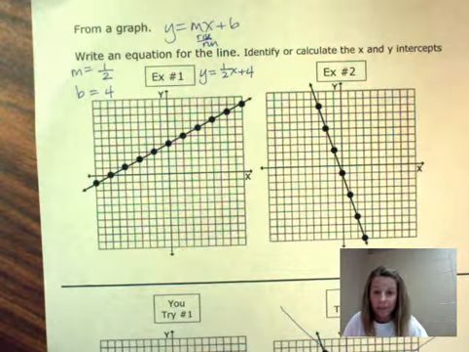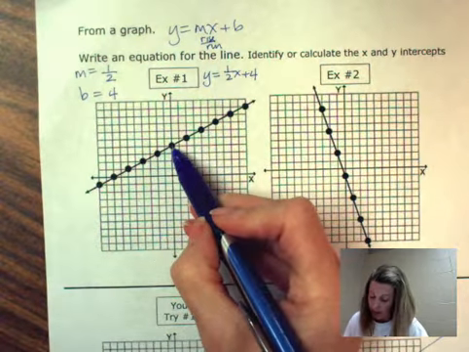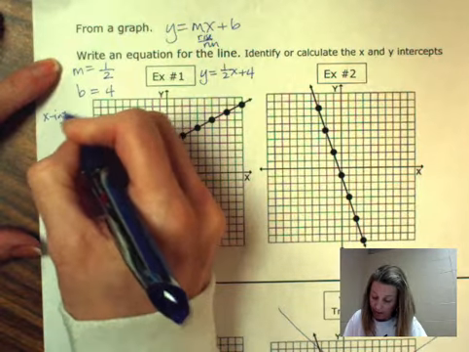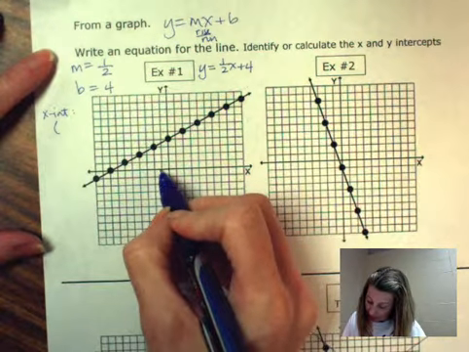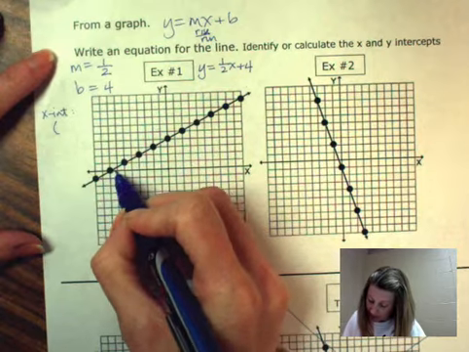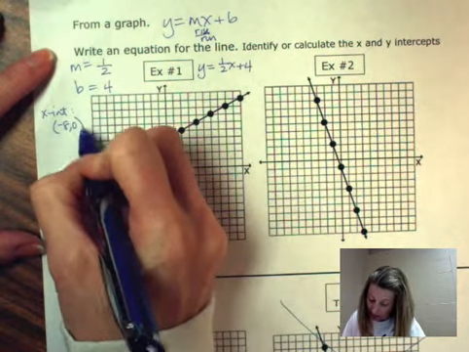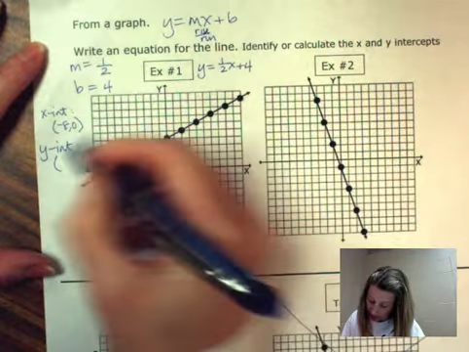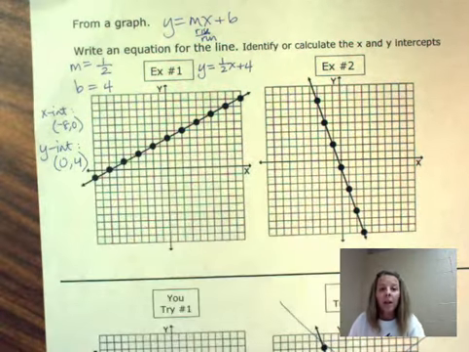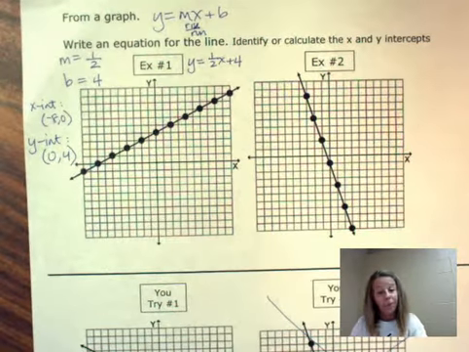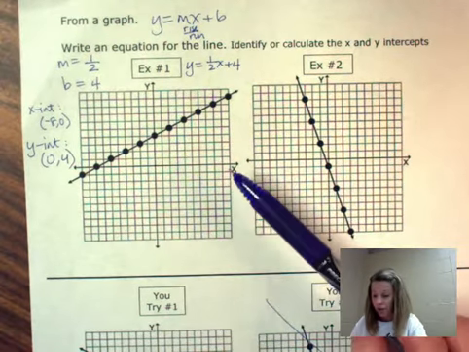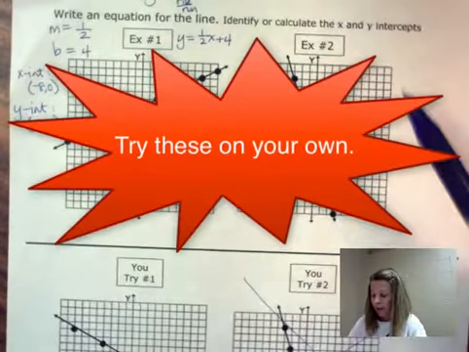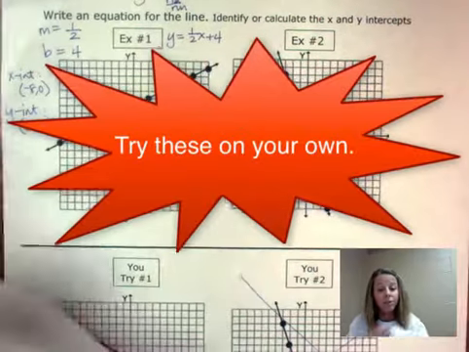Now for my intercepts, my y-intercept is right there, and I can see my x-intercept is right here. So my x-intercept is at negative 1, 2, 3, 4, 5, 6, 7, 8. So negative 8, 0. And my y-intercept is up here at 0, 4. Okay, so I'm going to go ahead and pause the video. If you want to try example 2 and then number 1, go ahead, and then I'll have a solution up here when you come back to the video.